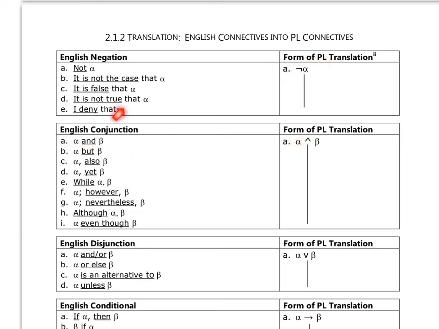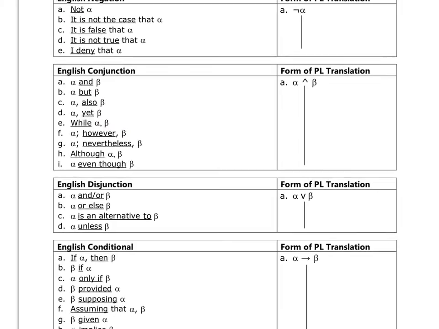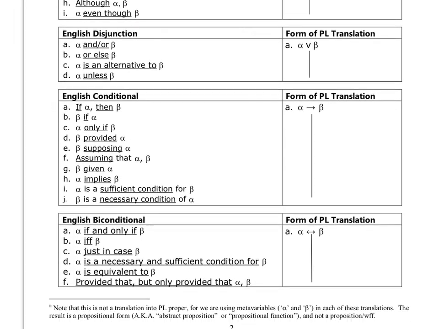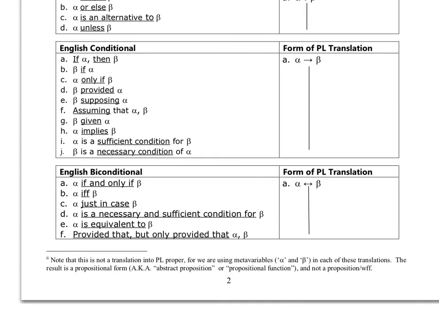We could give particular sentences by saying, it's not the case that the earth is flat, and then we translate that into something like neg F, standing for the earth is flat. And that would give us the translation of a particular English sentence into a particular PL sentence or formula. But here we're just giving you the general form of each of these sentence types and how they correspond between English sentence types and PL sentence types.